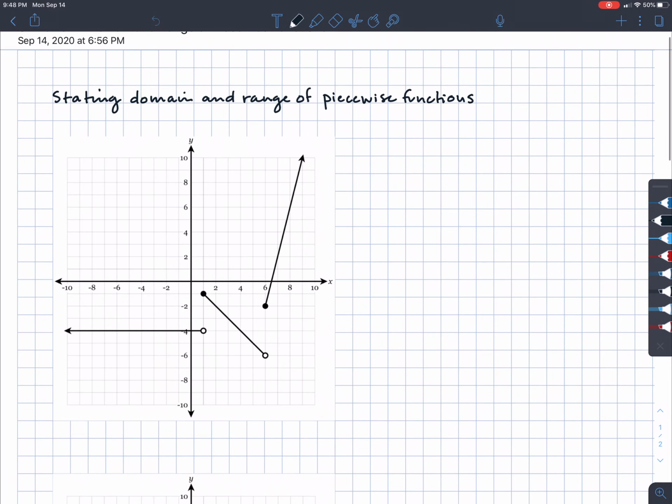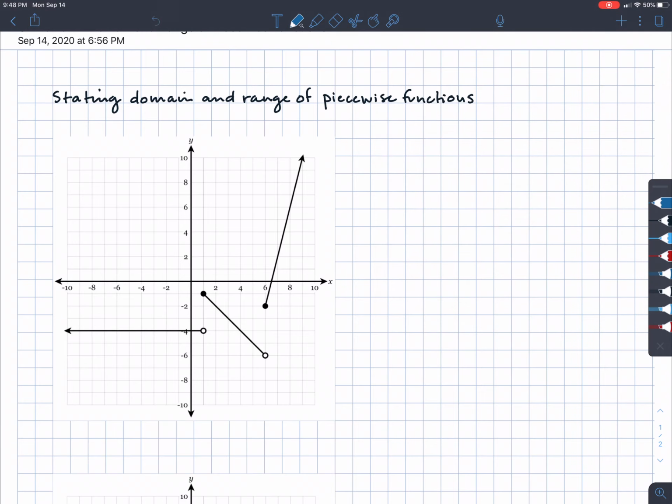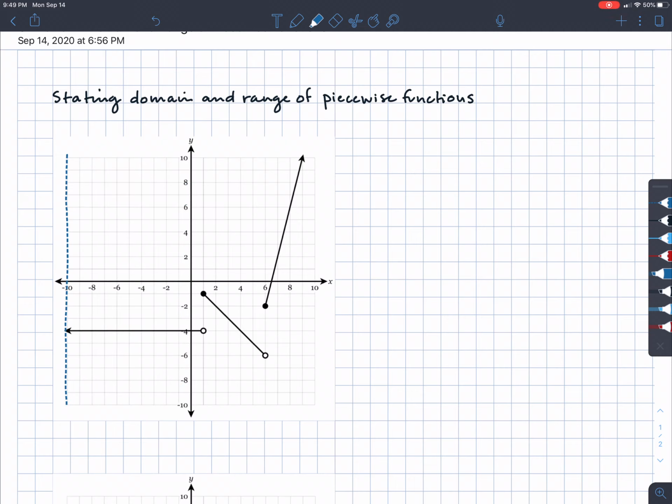Something that you may remember from Algebra 1 when we talked about inequalities, you may remember looking at pictures and drawing and then shading part of the function. You may remember shading a lot. So we're going to use parts of that idea when we talk about the domain and range of a graph. So let's start with the domain.